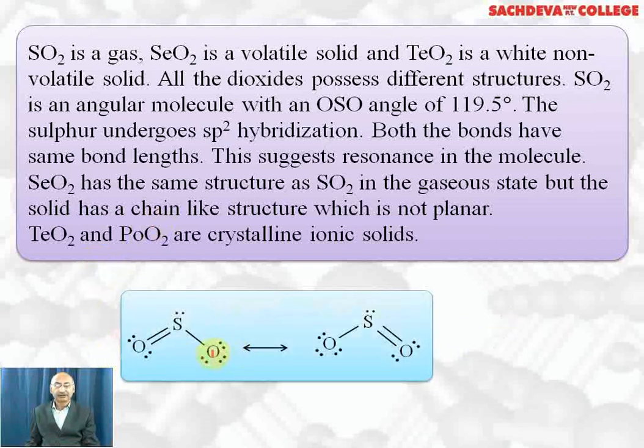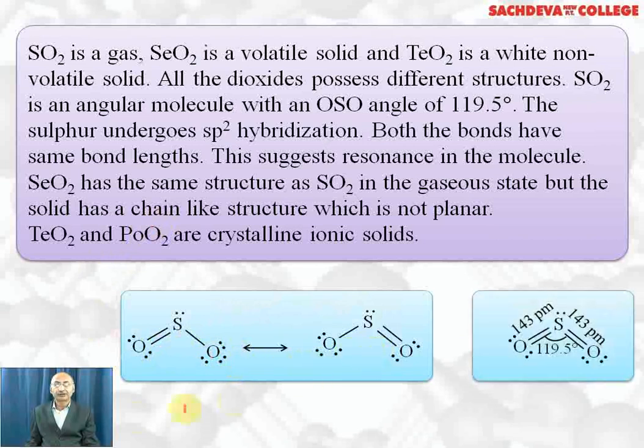This is the structure of SO2. It is a resonance hybrid of these two structures and can be conveniently written as a resonance hybrid. Here both the SO bond lengths are equal, 143 picometer, and they are equal due to resonance. Bond angle is 119.5 degrees. There is one lone pair of electrons and this sulfur undergoes sp2 hybridization.